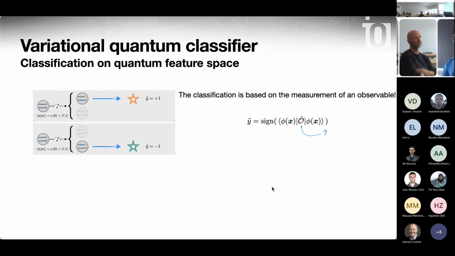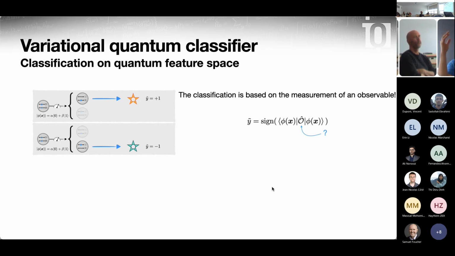Because we have at least 4 observables that we can measure. These are the Z that I already told you, the X and the Y. And there's another one called the identity. And we can do something called, in linear algebra, a change of basis. So basically what this means is you look at it from different angles.